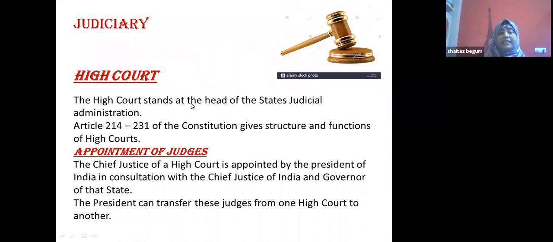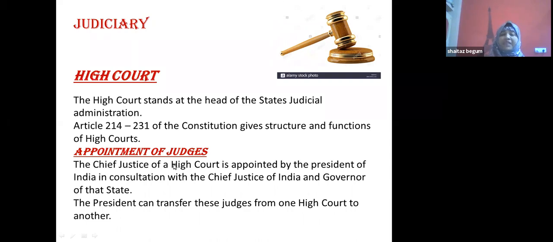The high court stands at the head of the state's judicial administration. That is, it is the highest court at the state level. Articles 214 to 231 of the Constitution give the structure and functions of the High Court.